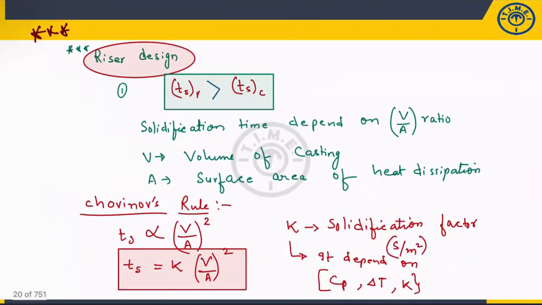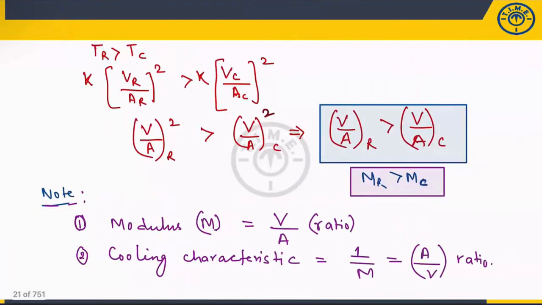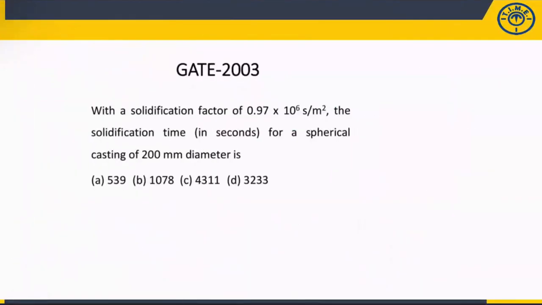Now, one thing you have understood: the solidification time you can calculate by using this rule. You can just make a note of this, and then I will move to another method. Just make a note of this solidification time, which is K into (V by A) squared. Now, this is the question they asked in the GATE exam with the solidification factor given: the solidification time for a spherical casting. Spherical casting means you know how to calculate the volume and area of a sphere. Try to attempt and tell me what will be the answer.